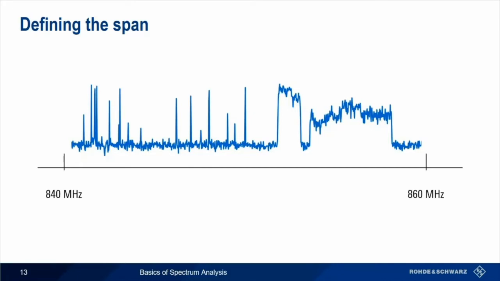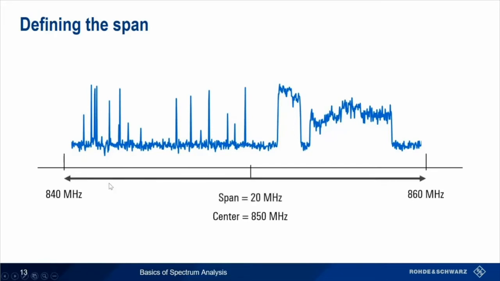And we could go in and enter those values. Spectrum analyzers allow you to enter a start frequency and a stop frequency. But most people that use spectrum analyzers on a regular basis are going to enter it a little bit differently. They're going to enter it by using a center frequency, and in this case, our center frequency would be 850 megahertz. And then they're going to set the span, which for us here is 20 megahertz.